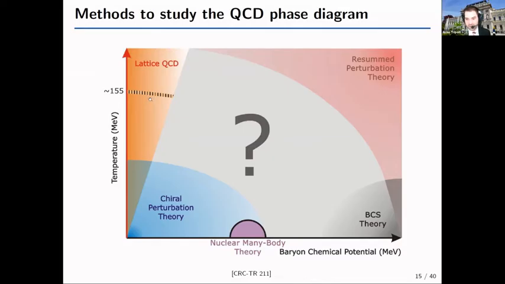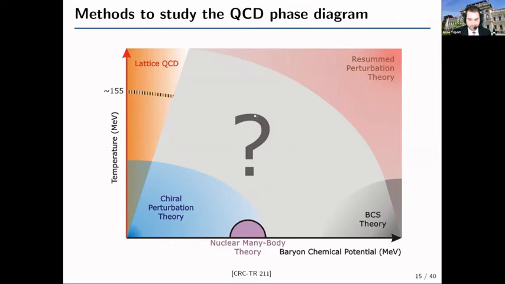Then there is perturbation theory, which relies on the smallness of the QCD coupling and can be applied at large temperatures and densities. Then we have BCS theory for the color superconducting phases expected at large chemical potentials and low temperatures. And finally, nuclear many-body theory, which is well suited to describe nuclear matter. So promising alternatives that can, in principle, be applied in all regimes of the phase diagram are so-called functional methods like Dyson-Schwinger equations or the functional renormalization group framework.